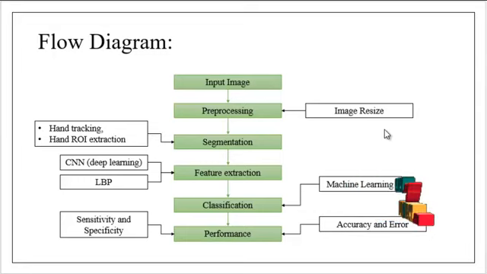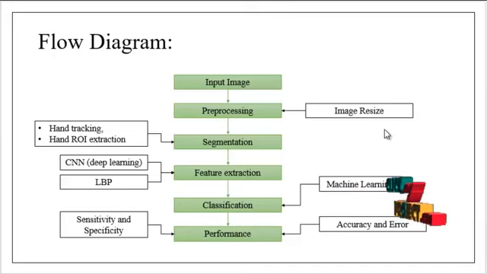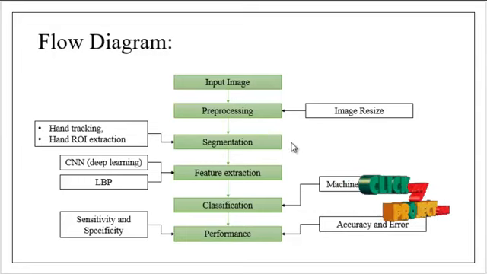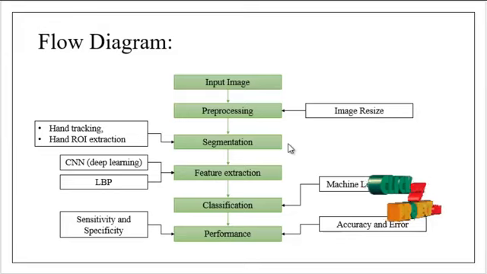And one more thing is the channel separation. Basically, the RGB image has 3 bands, red, green and blue, so we have to separate the channels red, green and blue separately. After doing these things, the segmentation will be carried out. In this segmentation, the hand region will be tracked automatically. If a hand is present in the image, it will be extracted, that is the ROI, the region of interest. After extracting the hand region, the background region is automatically eliminated during segmentation.